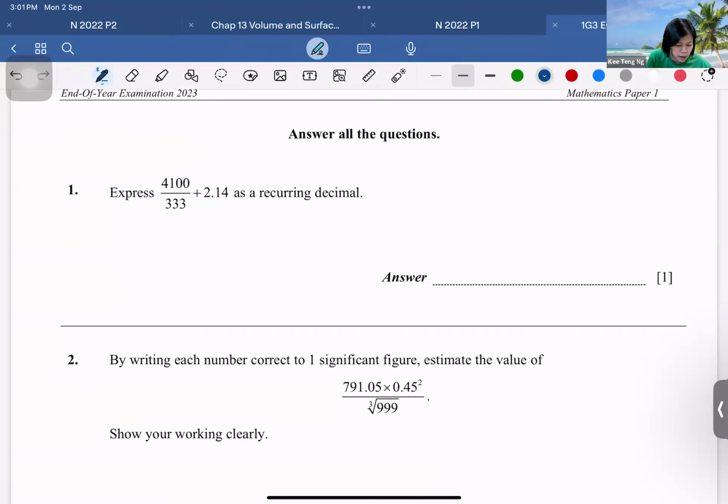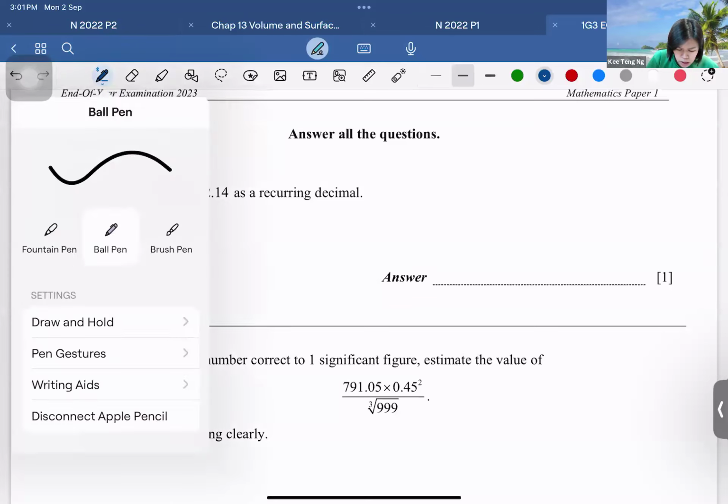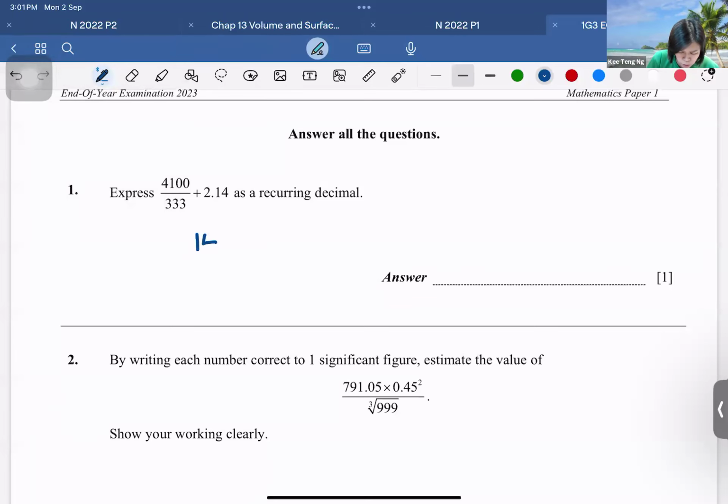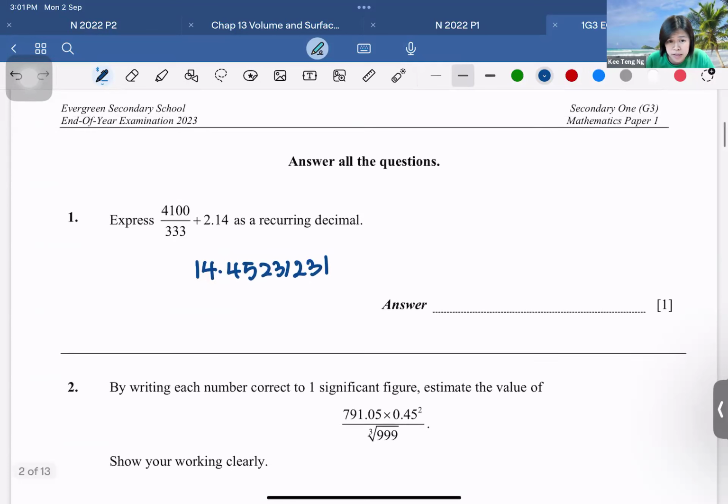Express the following number as a recurring decimal. So firstly, you must know how to use your calculator, and then add up all the numbers. For my calculation, I just key in the whole fraction and everything. I got a number 14.45231231. The question asks me to express this as a recurring decimal.